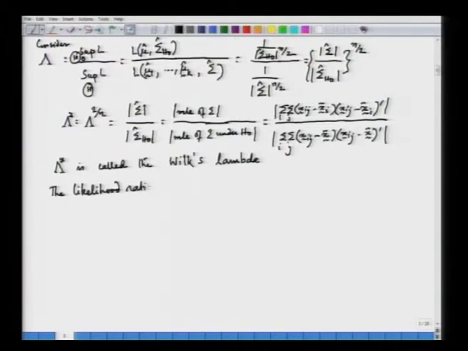ratio test rejects H naught if the observed lambda star is small. Now, why is this?